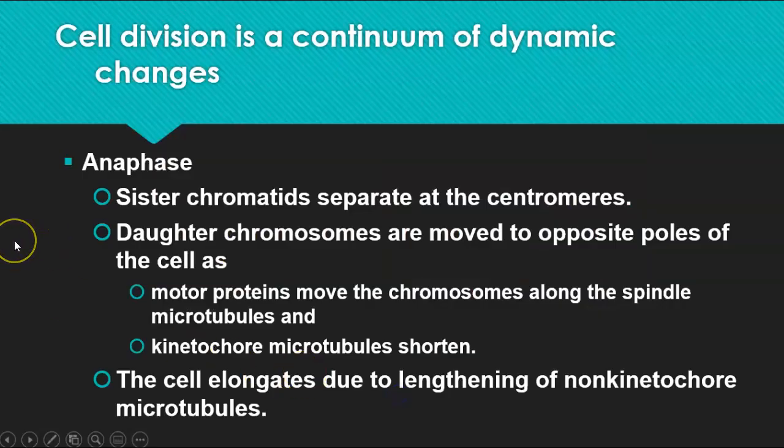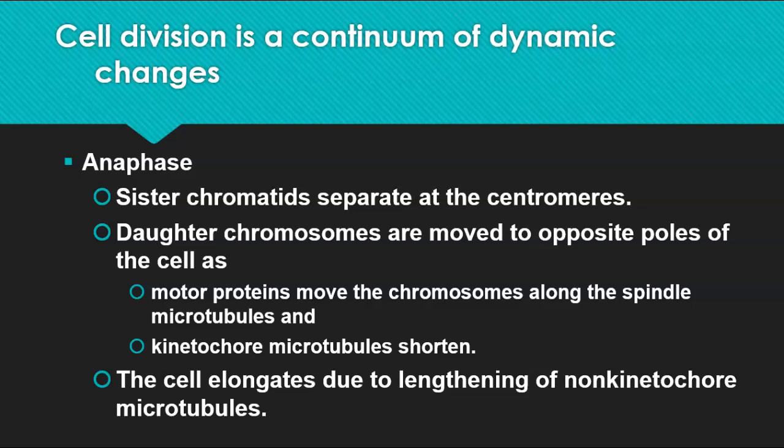Okay? In the next phase, anaphase, this is when the sister chromatids separate at the centromeres. There are enzymes that will actually cut apart the strands that are holding the two chromosomes together. And the daughter chromosomes are now moved to opposite poles of the cell. The microtubules of the spindle act like a tug of war, and when the centromere separates the two chromosomes, it's like someone cuts the rope, and both sides of the tug of war pull to their opposite ends.